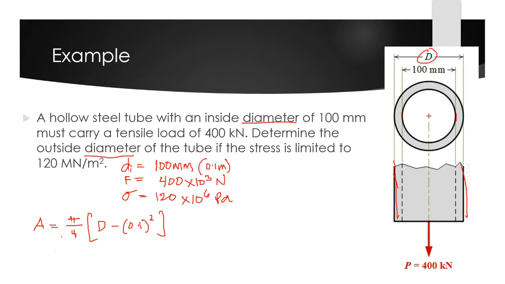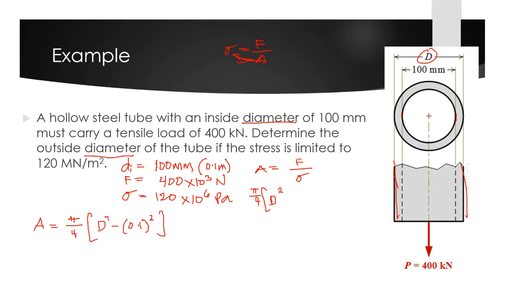So this is our area. Now, we can substitute that to our equation so we can find the value of our D. So the equation is stress is equal to F over A. So let's just interchange this one. So we have A is equivalent to F over stress. And A is pi over 4 D squared.